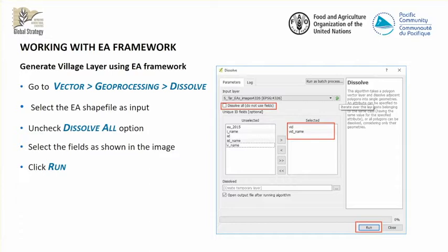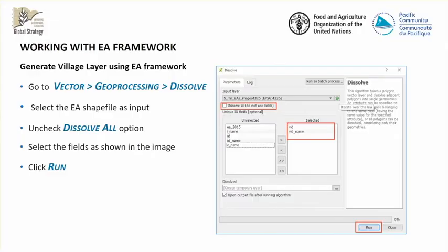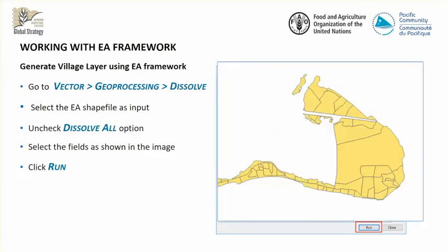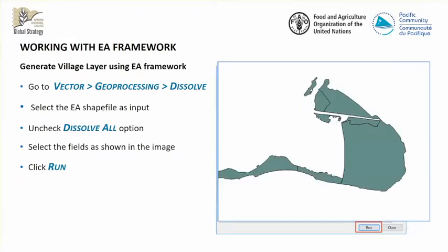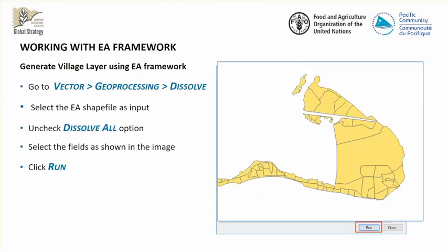So we uncheck the dissolve all option, and then we select the fields as they are shown in the image, okay? These are the fields that we want to add in our village layer. I don't want EA codes because they're not relevant. I just want VID and village name, and if you want, island name and island code. So we use these arrows to select the field and drag it over. Then we click run, and you see this is the EA framework, and this is the village.